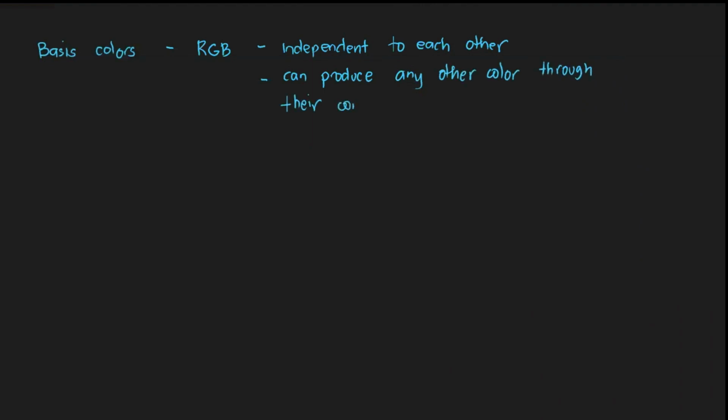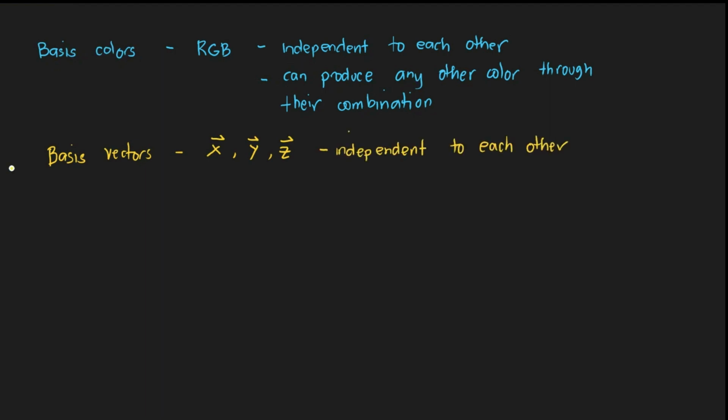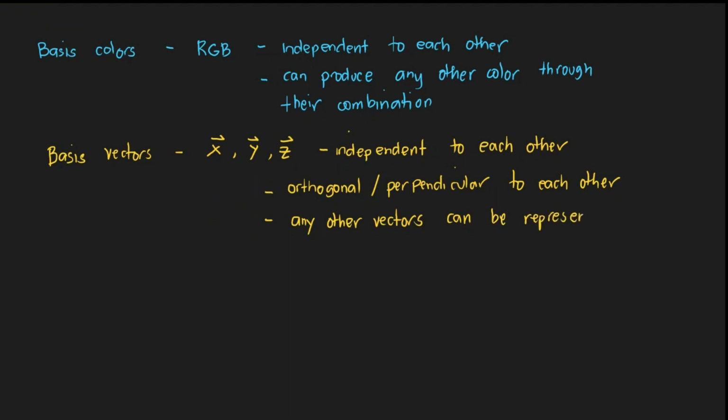So let's have the summary and our takeaway. We have the basis colors RGB, independent of each other. We can produce any other color through their combination. We have our basis vectors, for example x, y, z. They are independent of each other. They are orthogonal or perpendicular to each other. And any other vectors can be represented by these basis vectors.